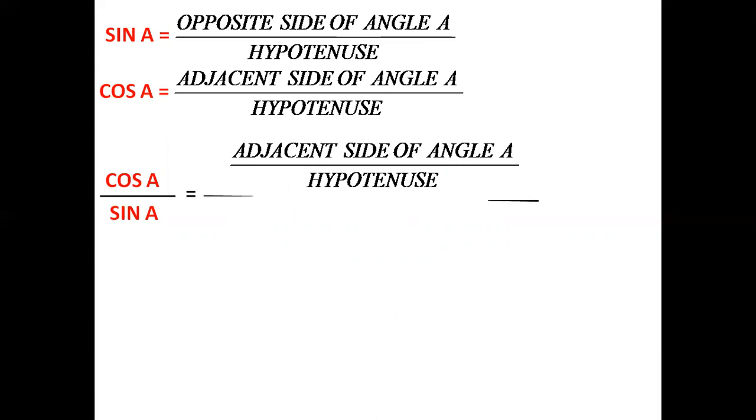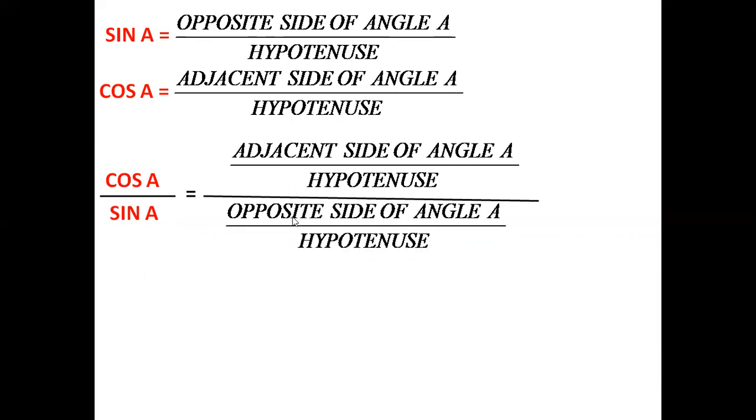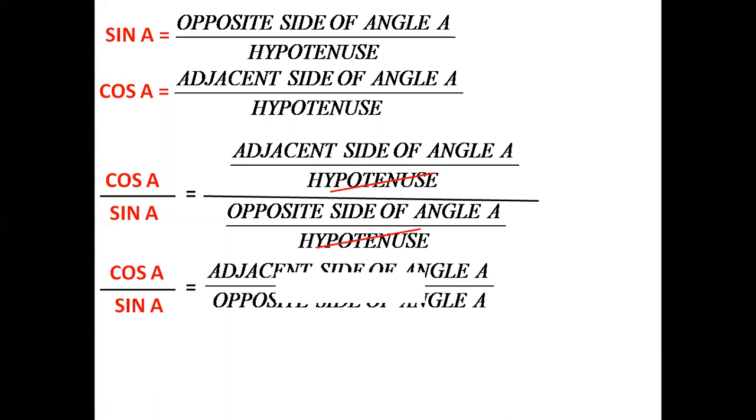Divided by what is sin A? Sin A is opposite side of angle A by hypotenuse. You have to write it in the denominator. Here also hypotenuse gets cancelled. Then what is the next step? Cos A by sin A is equal to, on the right hand side, what remains: adjacent side of angle A by opposite side of angle A.